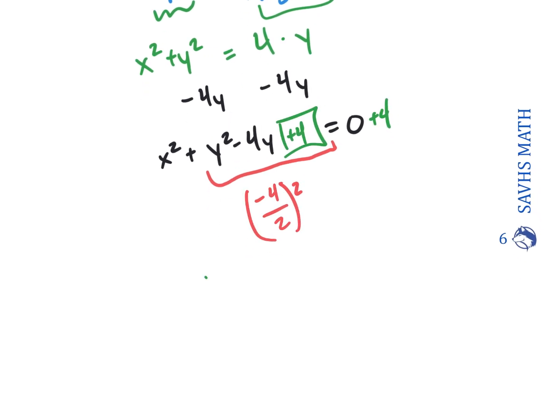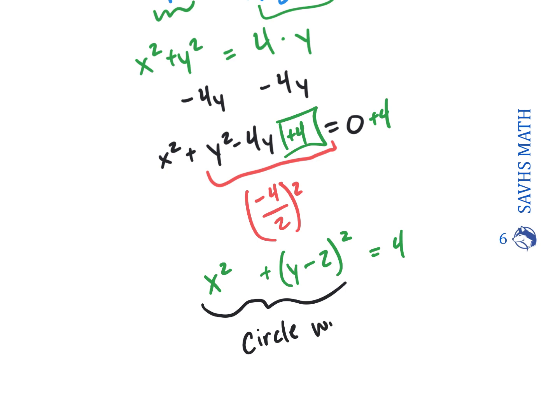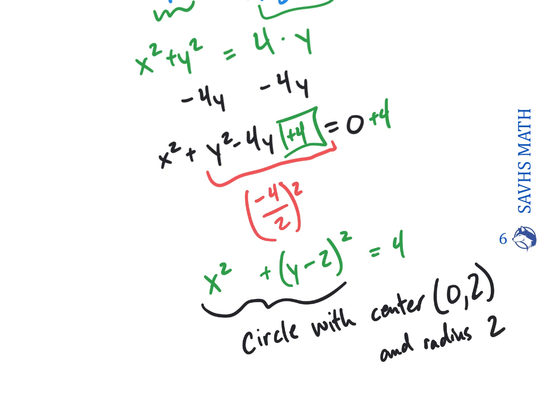Now I get x squared plus y minus 2 squared equals 4. We haven't done this yet this year, but in Algebra 2 we learned that this is a circle with center 0, 2 and radius 2, because this is your radius squared.